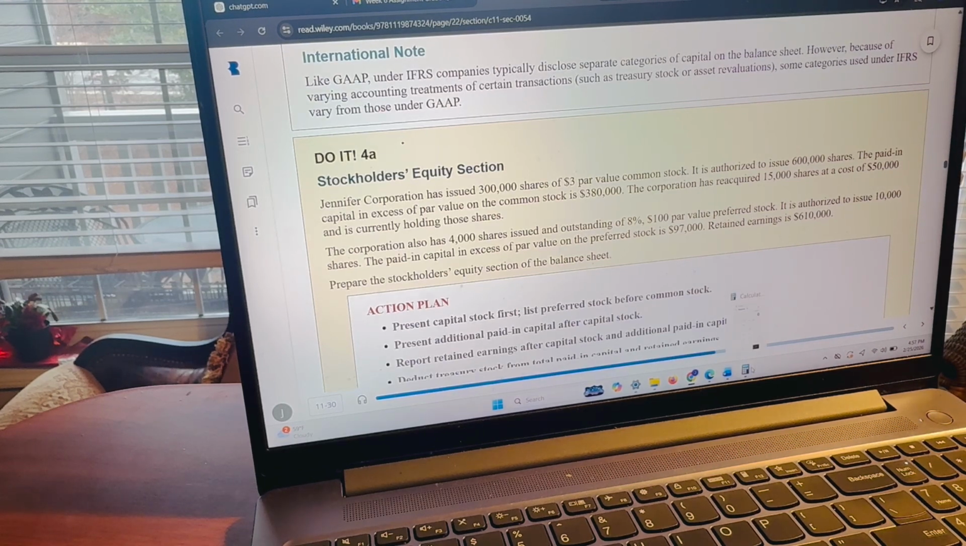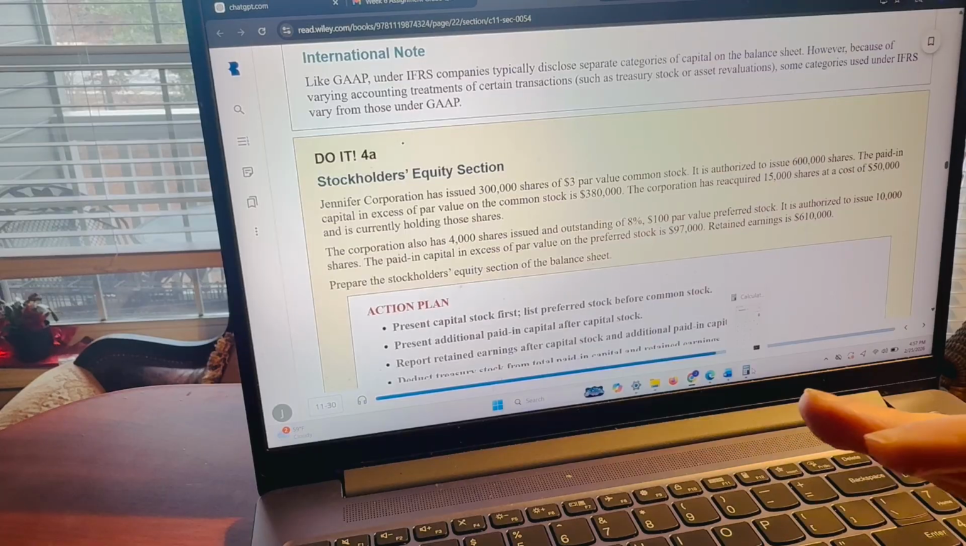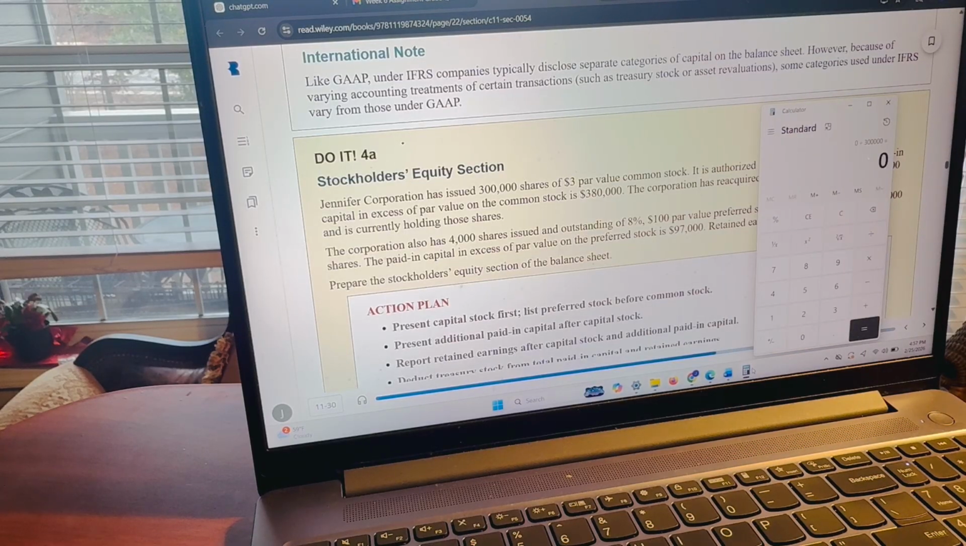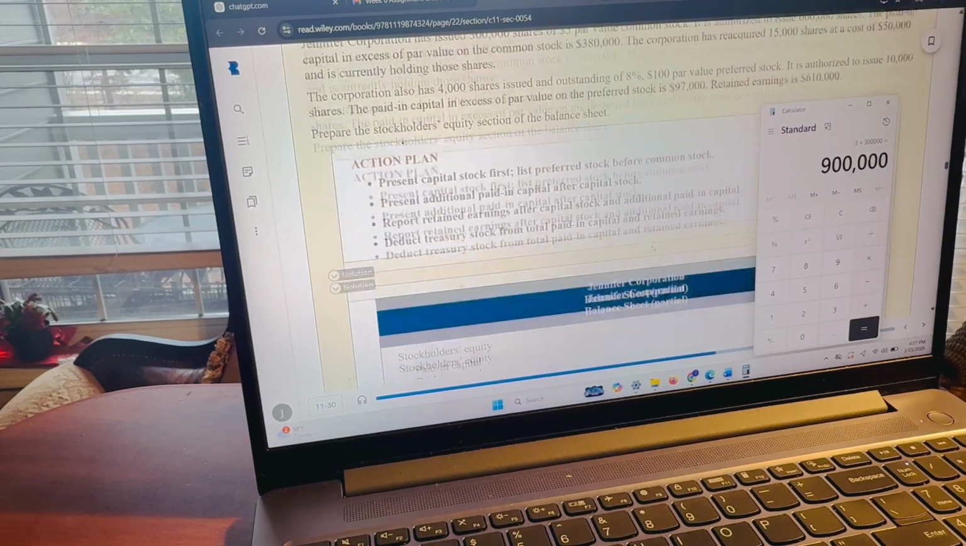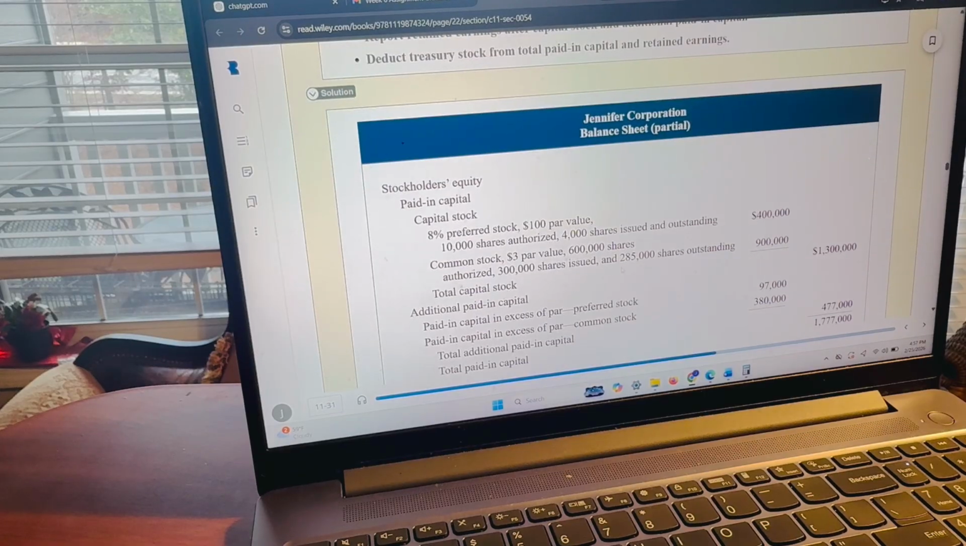So that's the amount paid above the par value. So in order to calculate what the total price per share is, multiply the $3 par value times the total number of shares, which is 300,000. That gives us 900,000 common stock total, as we can see down here. And 900,000, that's the common stock amount. So that's the legal value of the stock.